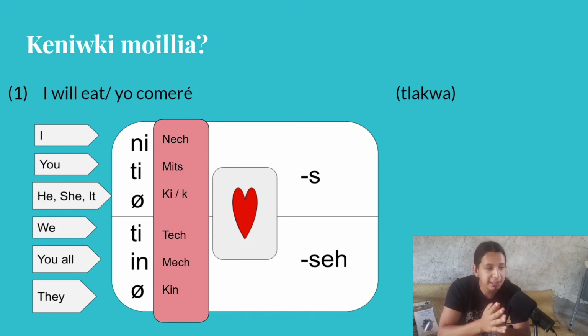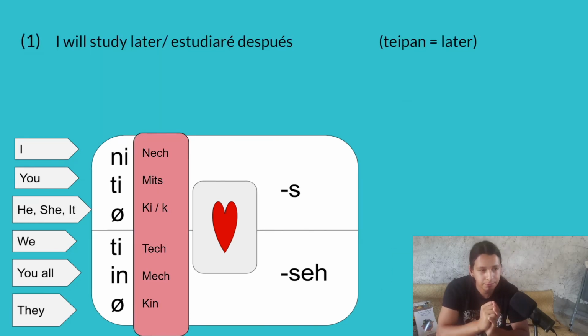Tlacua doesn't need anything from the middle row, okay, because it's not transitive here. Tlacua by itself, you could think of it as intransitive. I'm eating in general. Teipan means later in Huasteca. Teipan, later. So I will study later. Say teipan ni momachtis.